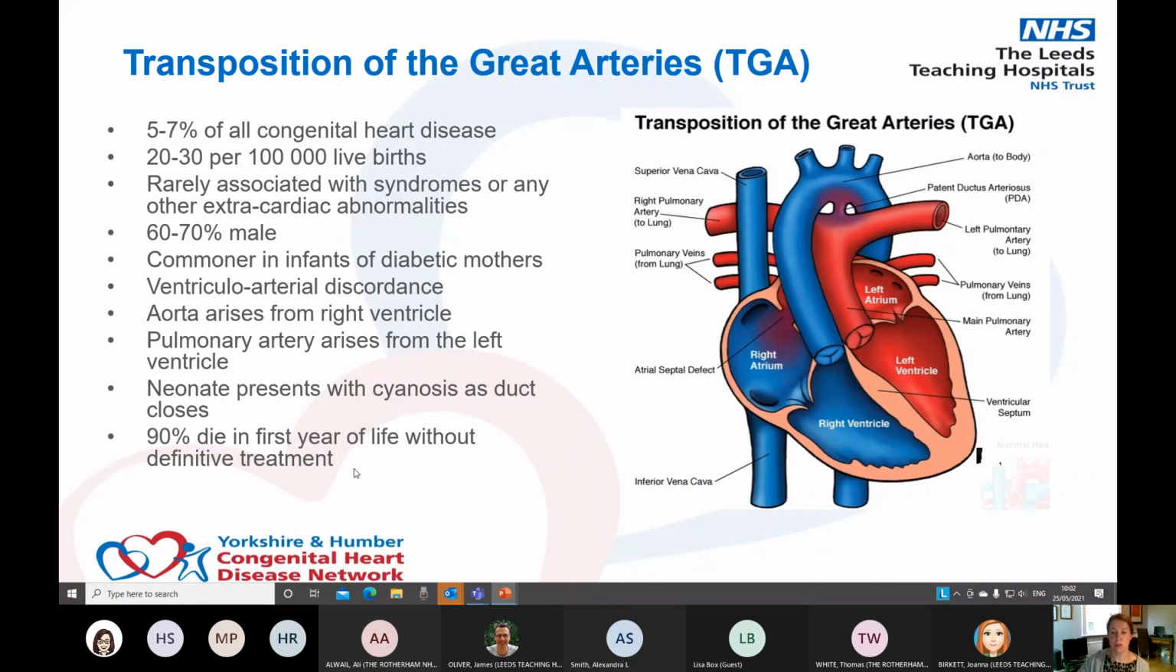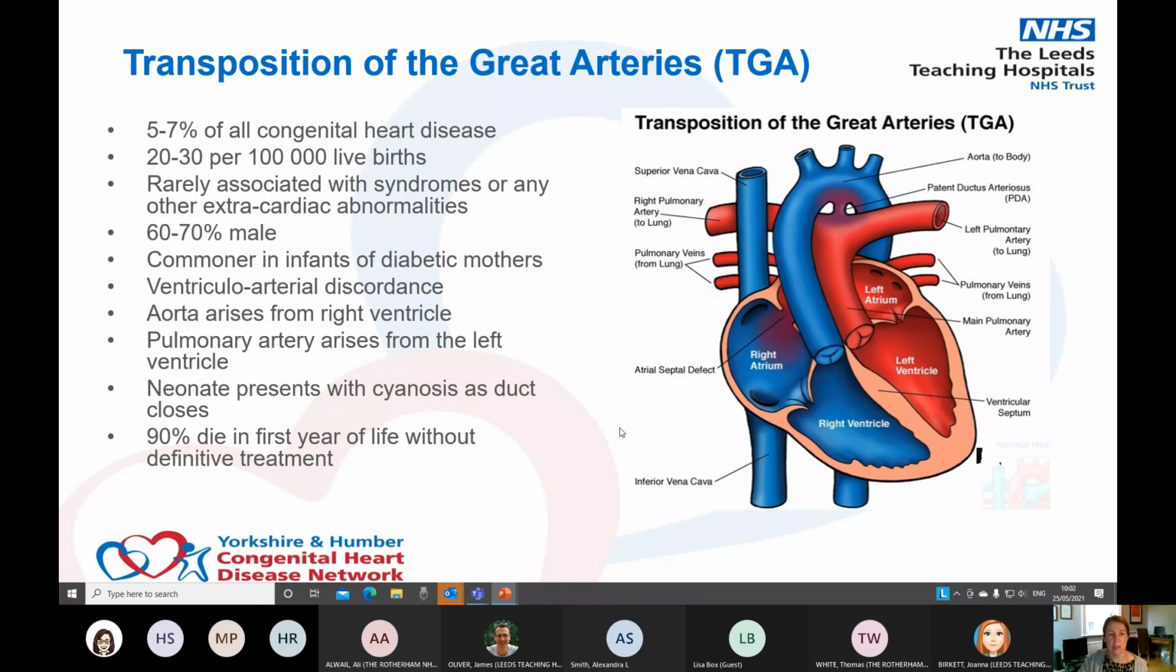So transposition of the great arteries, you can see on the panel on the right hand side a picture of transposition of the great arteries. So this is when we have right atrium connecting to right ventricle, connecting to the aorta instead of to the pulmonary artery, and left atrium connecting to the left ventricle, connecting to the pulmonary artery, obviously, instead of the aorta. So the great vessels are transposed and connected incorrectly.